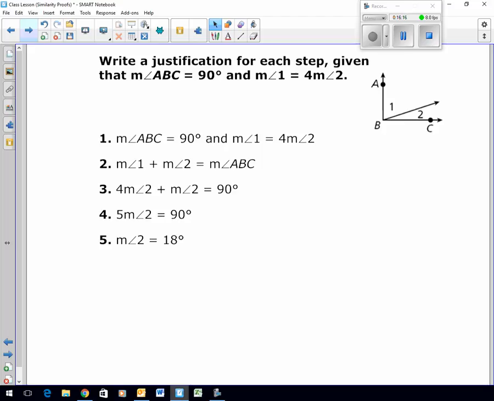Given that the measure of angle ABC is equal to 90 degrees, then the measure of angle 1 equals 4 times the measure of angle 2. Okay? Miss, how do I start this proof? What do you think the justification is for number 1? It'd just be given, right?